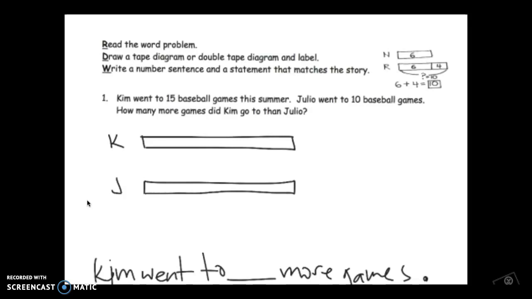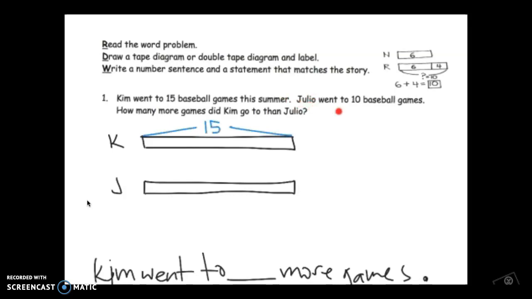All right. And then we're going to go back and read it again, and this time we're going to modify the tape diagrams as necessary. So we always begin by giving our characters the same tape diagram, and that's deliberate. So Kim went to 15 baseball games this summer. We don't need to change this at all. We know that she went to 15 games, so we're going to label this as 15.